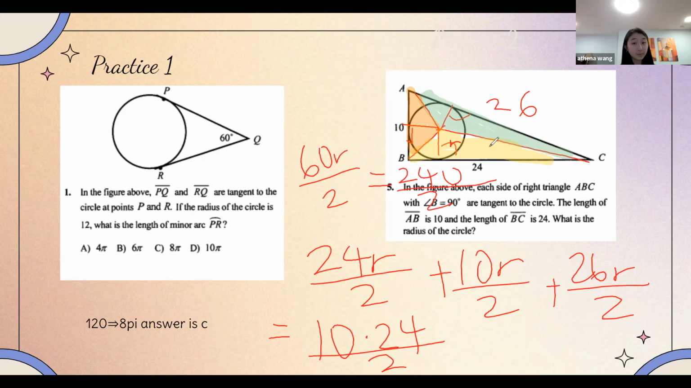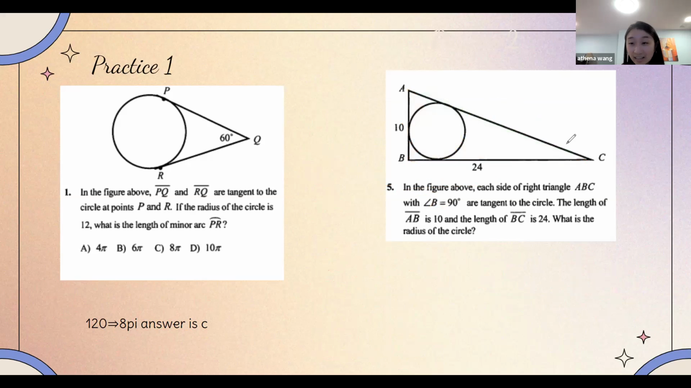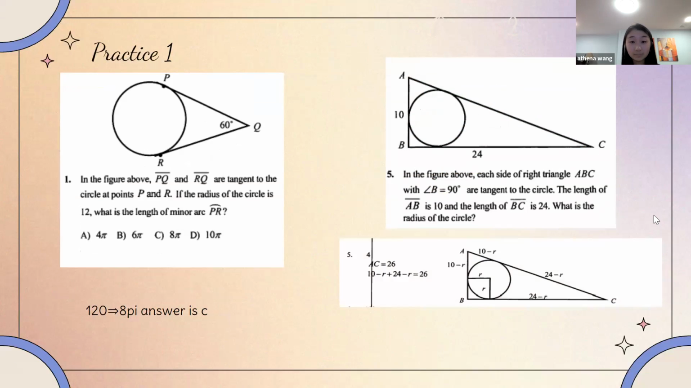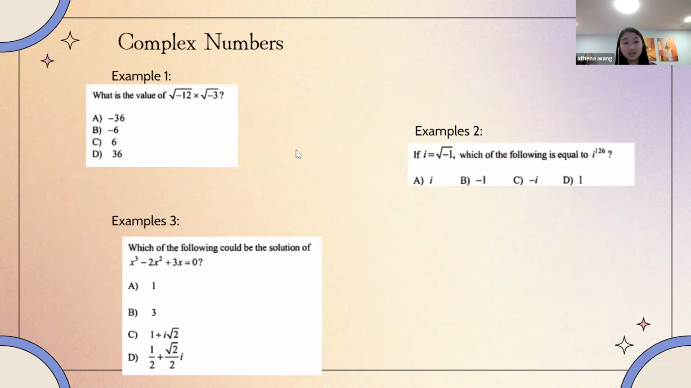So that is another way, but it involves more calculations because we need to get, again, that AC equals 26, and then we have to find the area of the triangle too. Okay, so let's go on to our next problem. We were talking about complex numbers. I talked about the first one. You can try the second one now. I will give you 3 minutes.